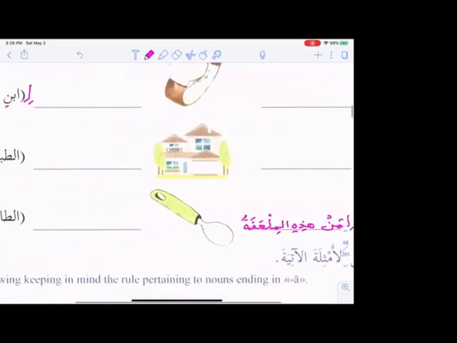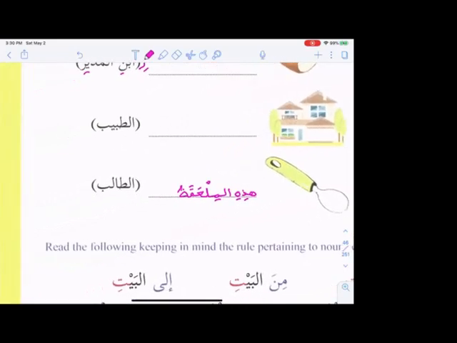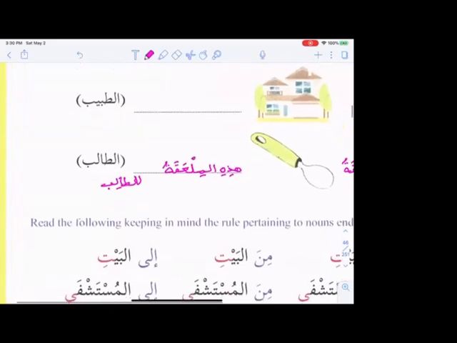Okay, fine. What is the answer? Hazihil milakatu littalibi. Littalibi. This spoon belongs to the student.